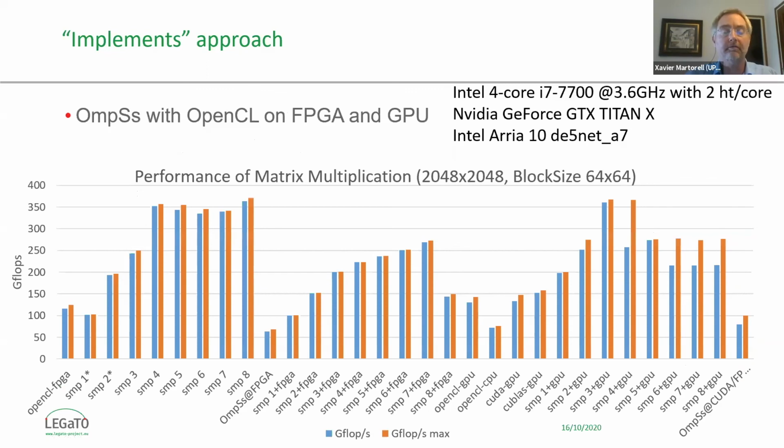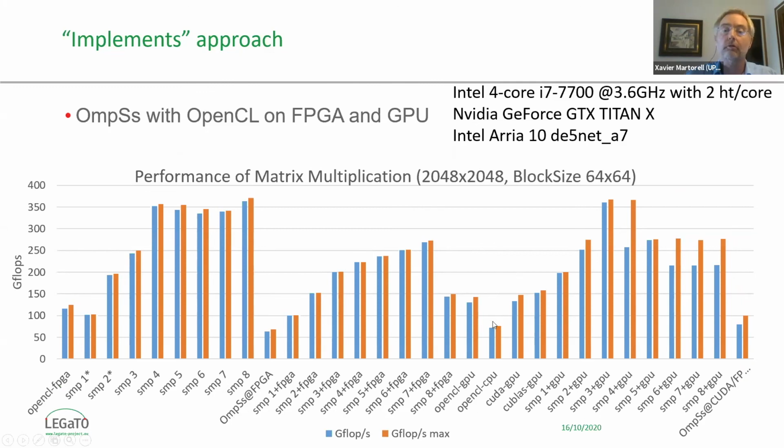And this is what, in fact, this plot shows. It shows that I can run OpenCL FPGA, which is the native version of an OpenCL implementation on an FPGA. This is currently running on an Intel Arria 10, okay? I can run on the SMPs. I can run with OMS on the FPGA using OpenCL. I can run on the FPGA using additionally several SMP cores. I can run OpenCL on the GPU. I can run OpenCL on the CPU.